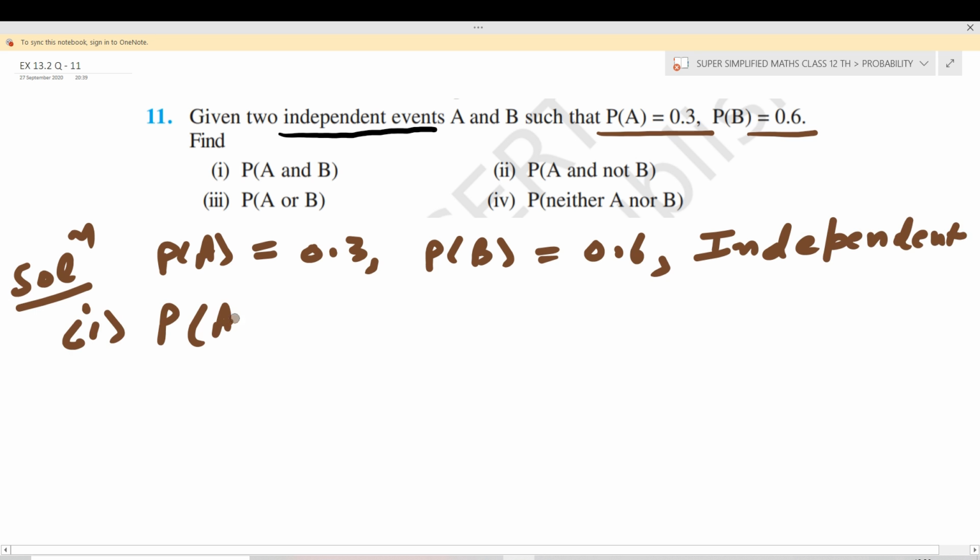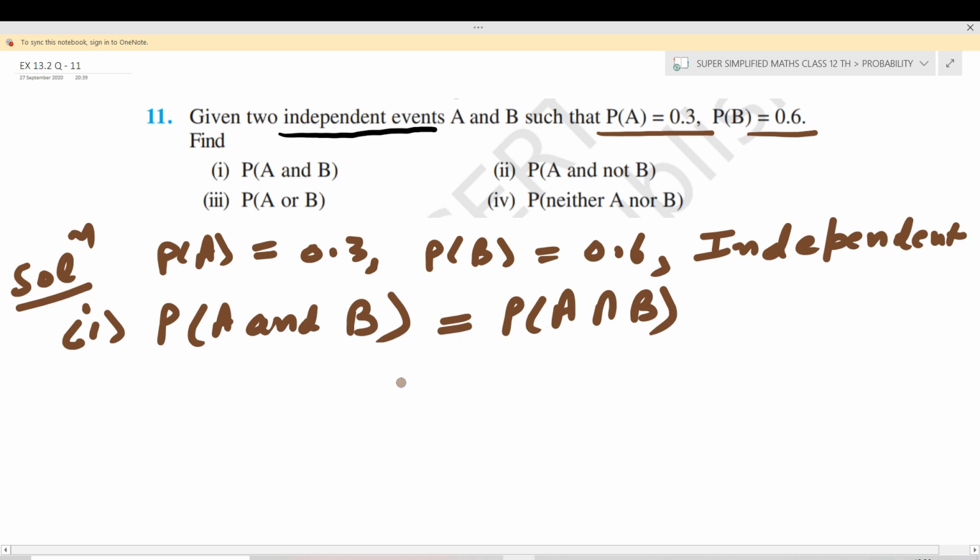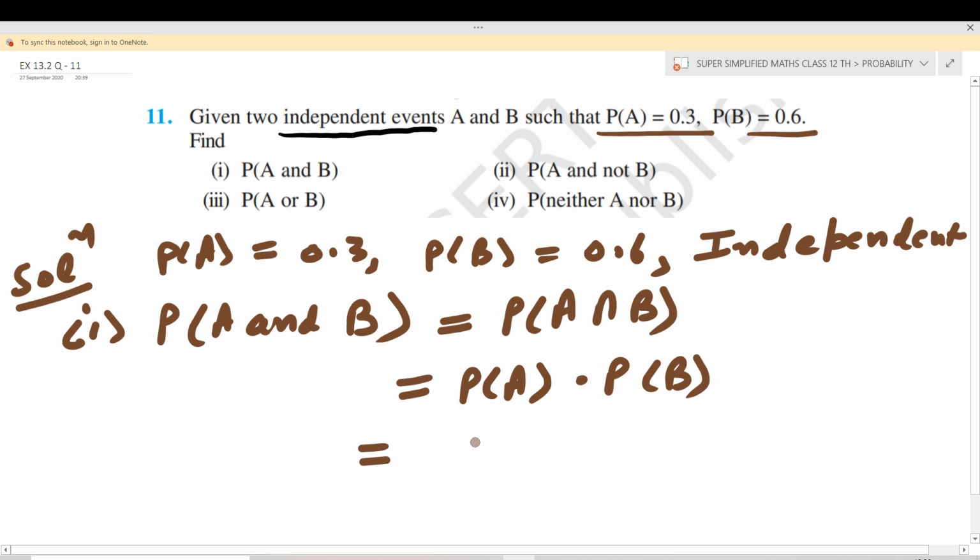In the first case we have to find the value of probability of A and B. As you must know from the knowledge of sets, A and B means A intersection B. Since you know that events A and B are independent, P of A intersection B will be equal to PA into PB. So probability of A is 0.3 and probability of B is 0.6.